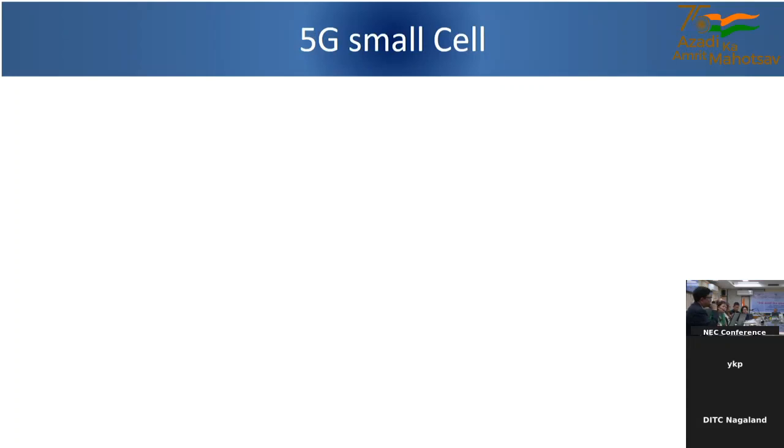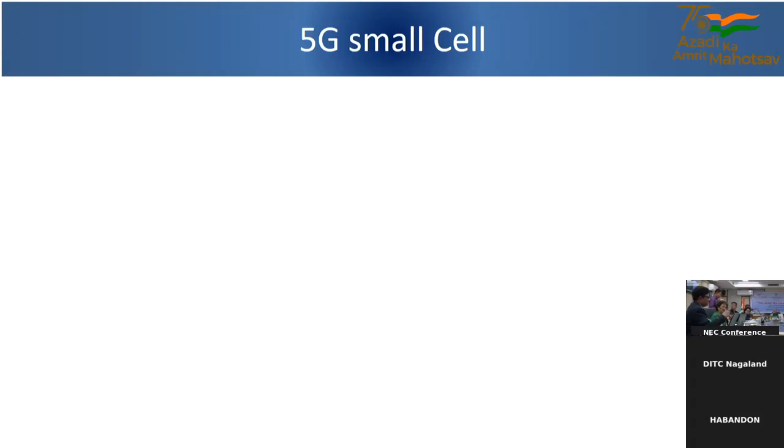We were talking about millimeter wave. As we know, millimeter wave is a very high frequency. It will cover a very small area, but it will give you very high capacity, maybe 10 Gbps, 5 Gbps, depending upon how much spectrum you are deploying. We call these small cells because coverage is small, capacity is more.